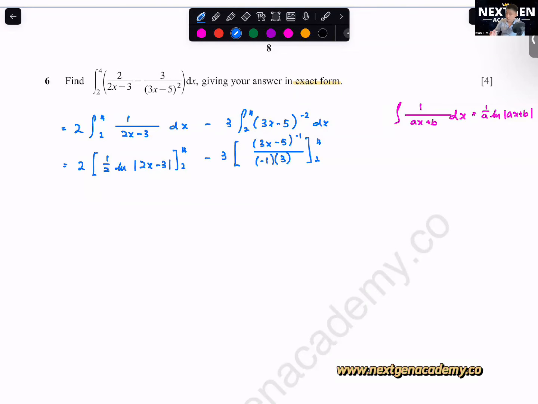Okay, what can you simplify? Let's simplify this equation first, I won't integrate first. So we simplify with all these other values. You will get here ln 2x minus 3, 2 to 4. This part here, you cancel. This one, minus 3 divided by negative 3, will become positive. Okay, you add. Then here becomes 1 over 3x minus 5. I don't need this bracket here, from 2 to 4. If you want to write it as 3x minus 5 to the power of negative 1, also can.